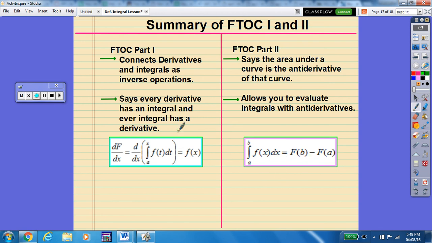FTOC 1 is what I've gone over in these more recent videos. It connects derivatives and integrals as inverse operations. They undo each other. It says that every derivative has an integral and every integral has a derivative. And then this is the official notation. If you take the derivative of an integral, you simply end up with the starting function that was inside that integral with x plugged in.